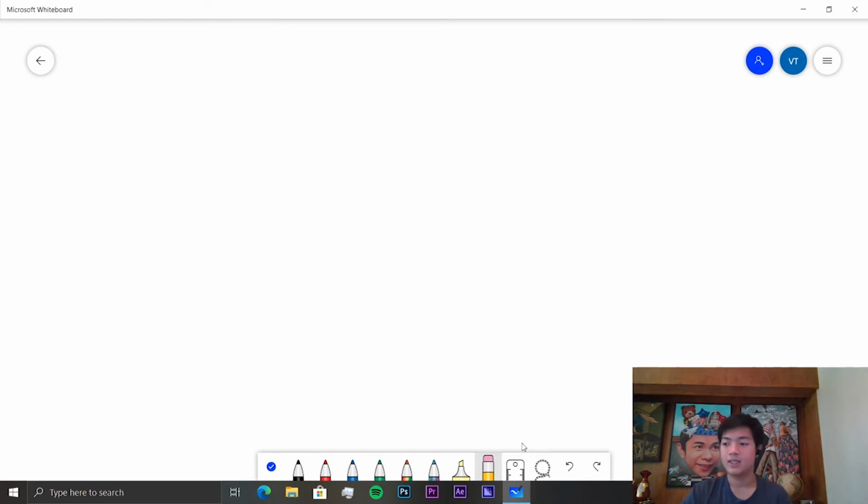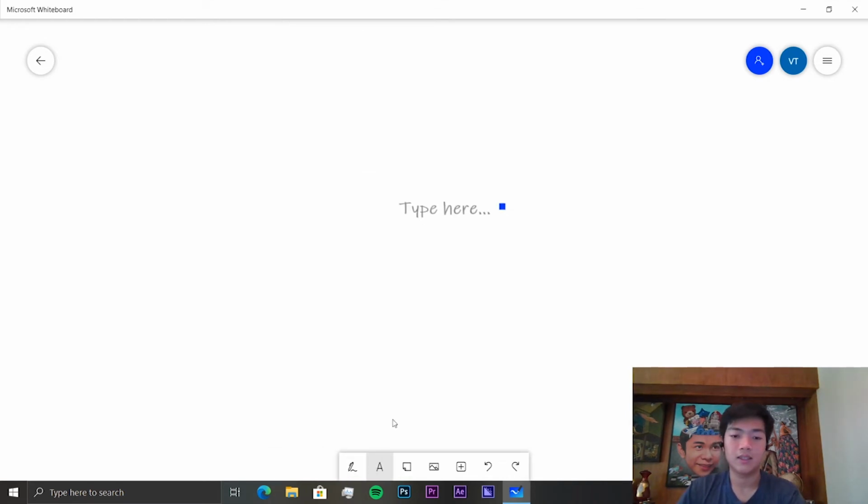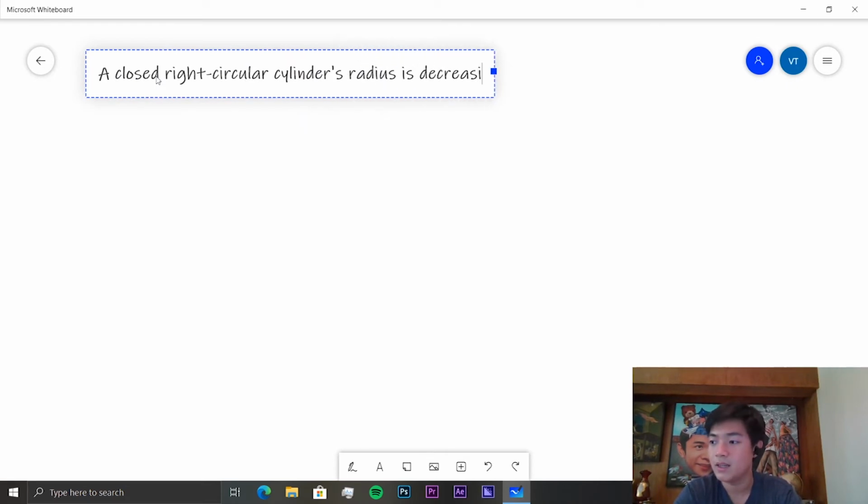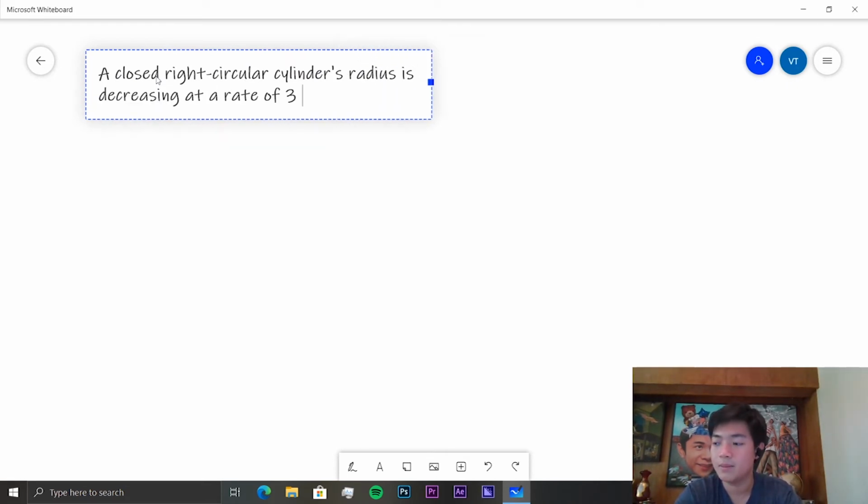Okay, on to the next one. And so the next question is, a closed right circular cylinder's radius is decreasing at a rate of 3 centimeters per second.